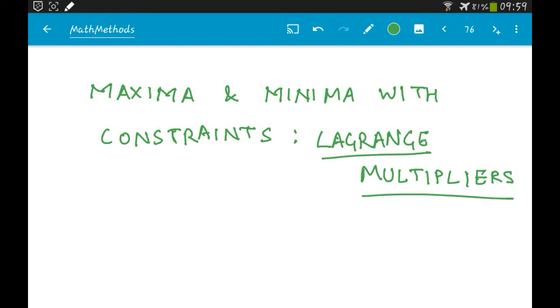This method is very useful for statistical mechanics especially. In statistical mechanics, which you will learn two semesters from now, you will see that Lagrange multipliers is used often because there are certain functions and you have to get their maximum or minimum value, but there are certain constraints associated with those functions, and that is when you use this method. Alright, so let's begin.